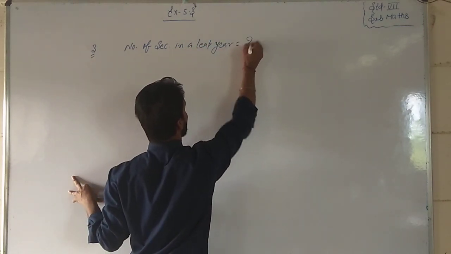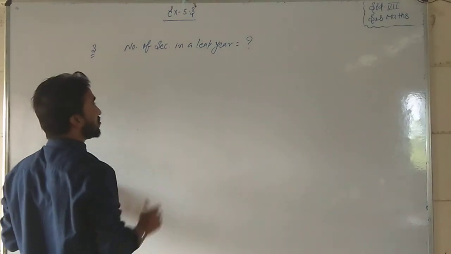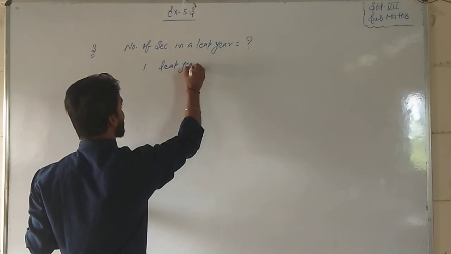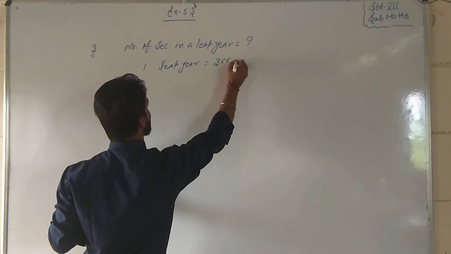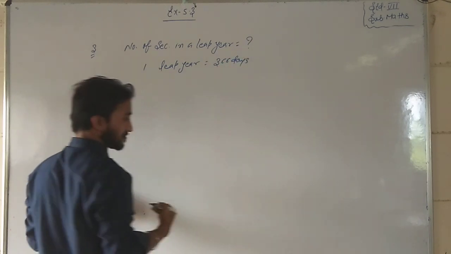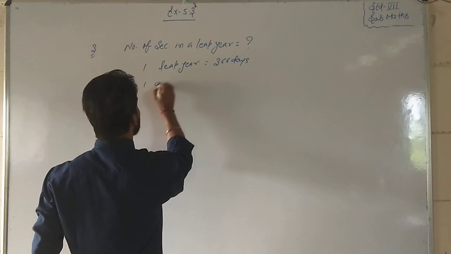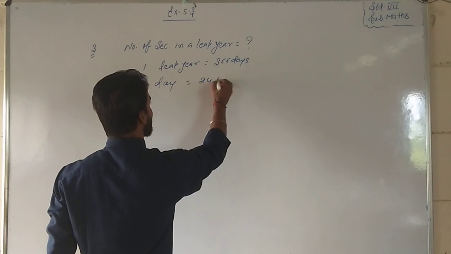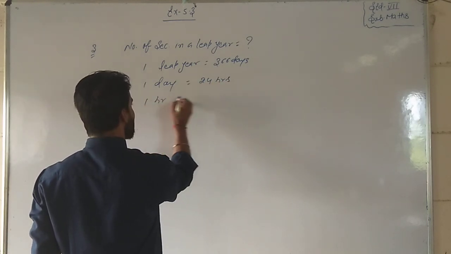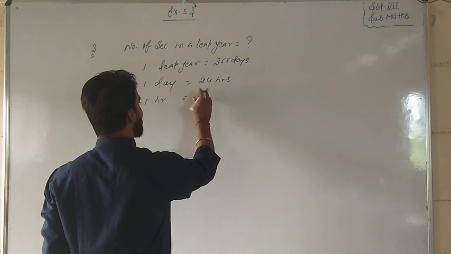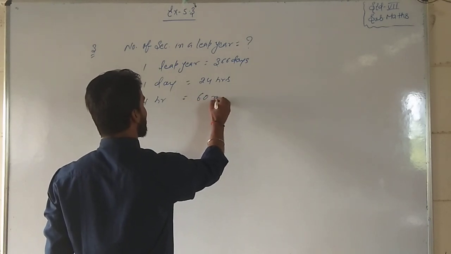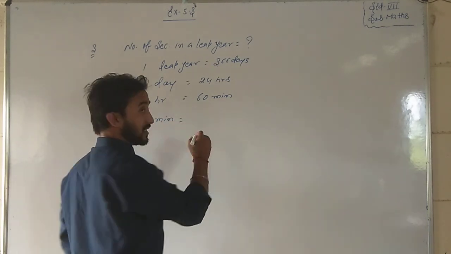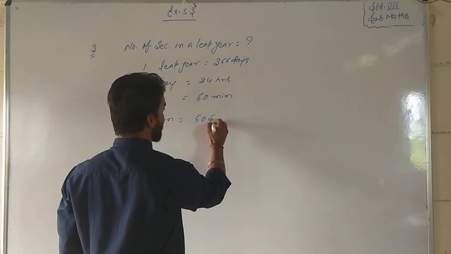Leap year is equal to what? That you have to calculate. So, what is the question? One leap year is equal to, first of all, we should convert, how many days? 366 days. Then after, 1 day is equal to how many hours? 24 hours. 1 hour is equal to how many minutes? 1 hour is equal to 60 minutes. 1 minute is equal to 60 seconds.